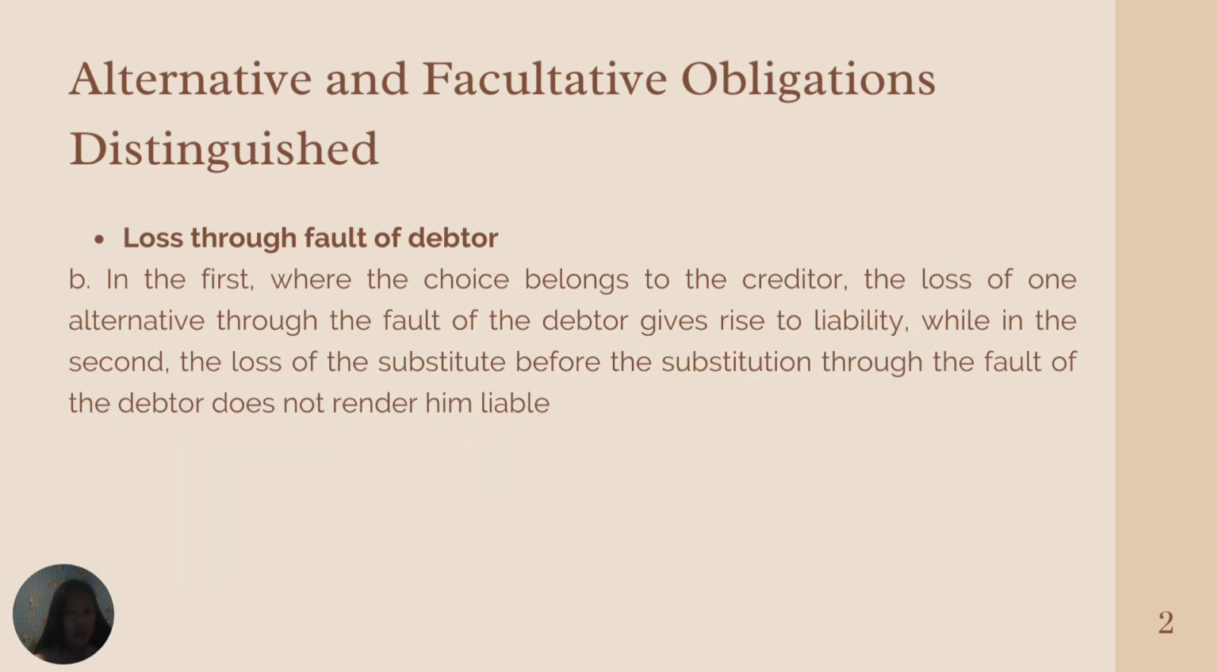Okay, so the last thing is loss through fault of the debtor. In the alternative, where the choice belongs to the creditor, the loss of one alternative through the fault of the debtor gives rise to liability, while in facultative obligations, the loss of the substitute before the substitution through the fault of the debtor does not render him liable.